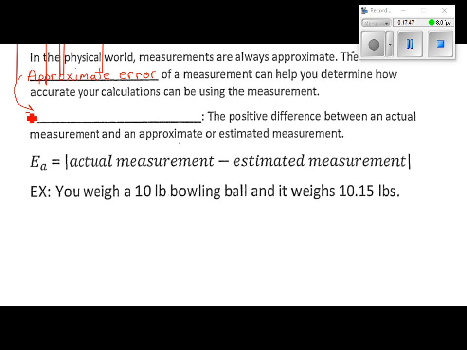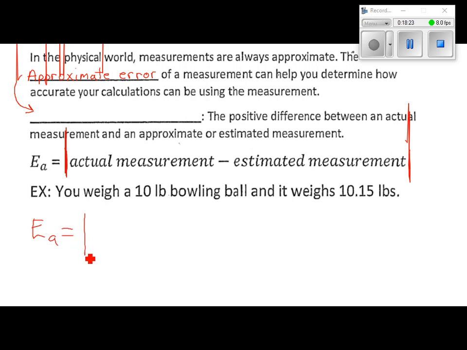So here when we do this, you weigh a 10-pound bowling ball. This E stands for error. What's the A stand for? Approximate. So this is the approximate error. What's these little bars here? That one and the one on the other end. What's that mean? All right, absolute value, right? It's the absolute value.